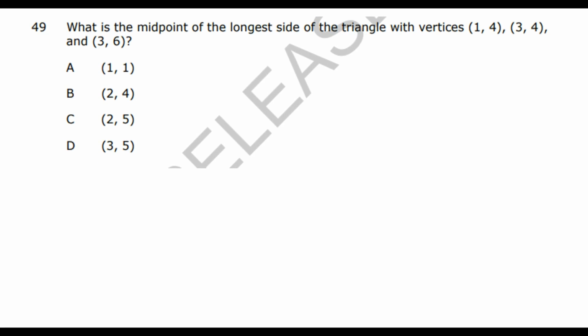What is the midpoint of the longest side of the triangle with vertices (1, 4), (3, 4), and (3, 6)? So, again, I'm going to do the same thing. If you had graph paper, you would put this on graph paper. I know y'all would. And some of y'all would be like, man, I can tell which one is the longest side. But since I don't have graph paper, I'm just going to use the distance formula to find the longest side.